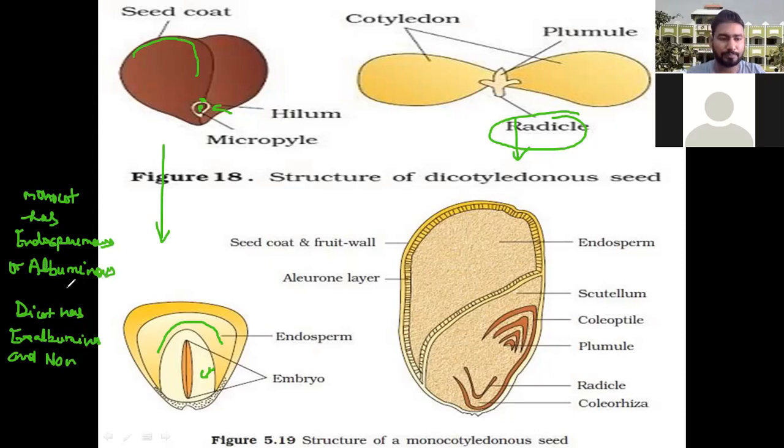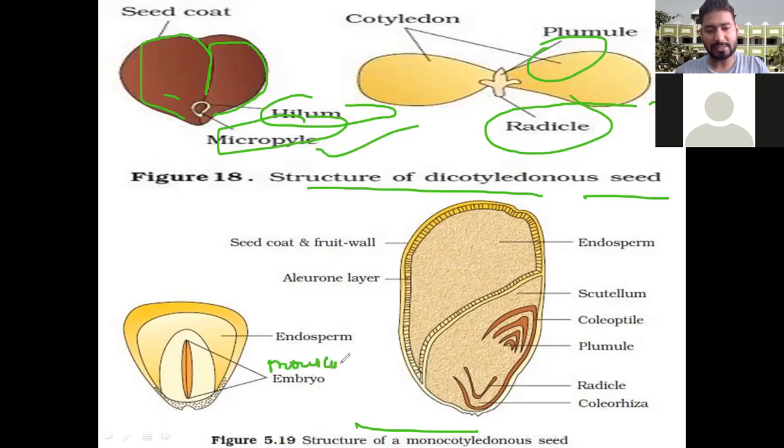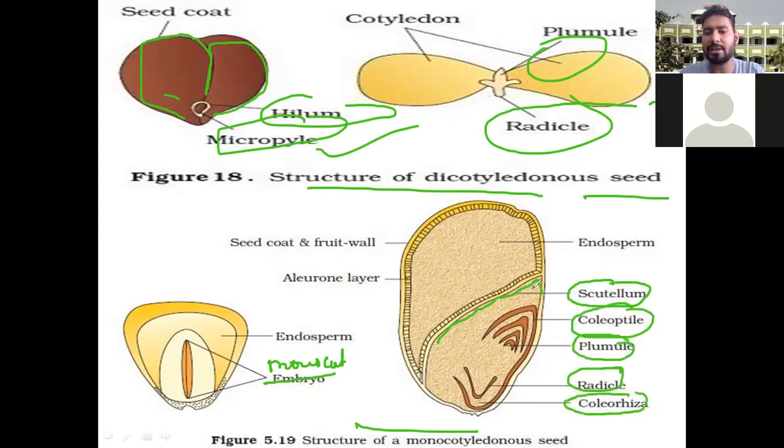Now, the exception in monocots is orchid, which you have to learn, and in dicots, castor is the exception; it represents an endospermous seed. Here we again have the scutellum, where the reserve food material is stored. There are the coleoptile, plumule, radicle, and coleorhiza, which is the outer protecting covering. So this is the structure of a monocot seed.